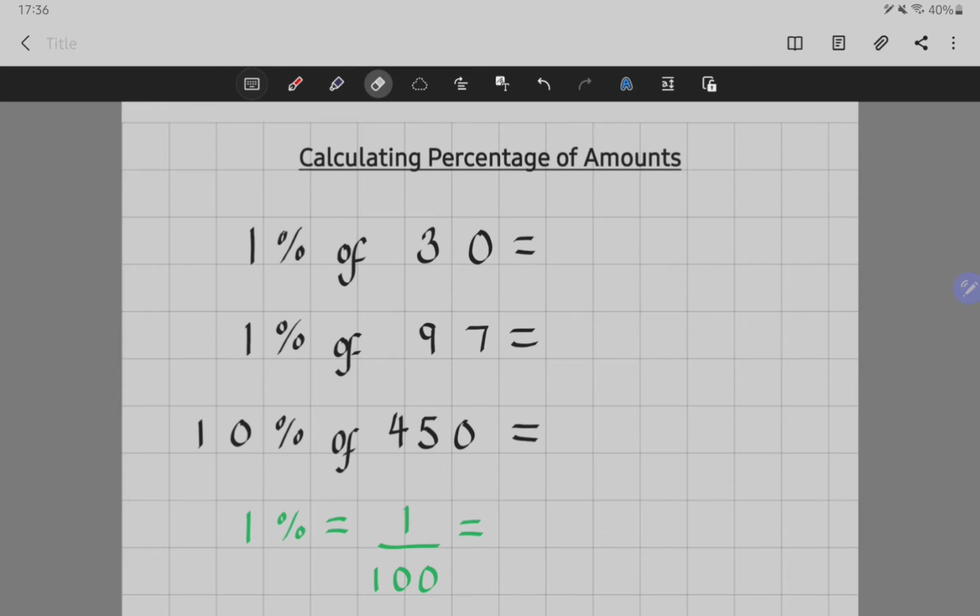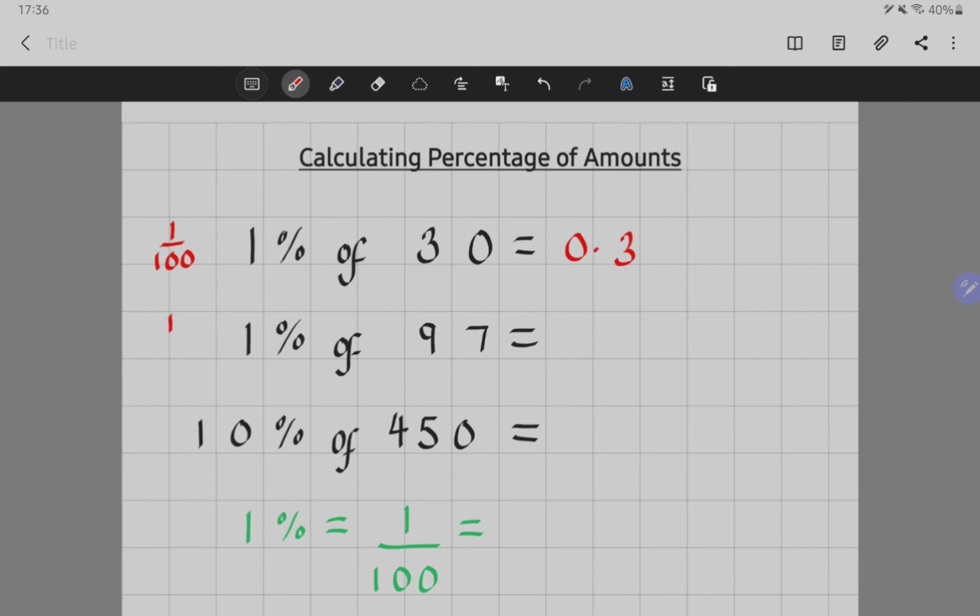1% of 30. Okay, well 1%, if you remember, just means 1/100th. 1/100th of 30. If I think of it as a fraction rather than as a percentage, then I remember from calculating fractions of amounts, I just divide by the denominator. So I'm just going to divide by 100. 30 divided by 100 equals 0.3. Well done.